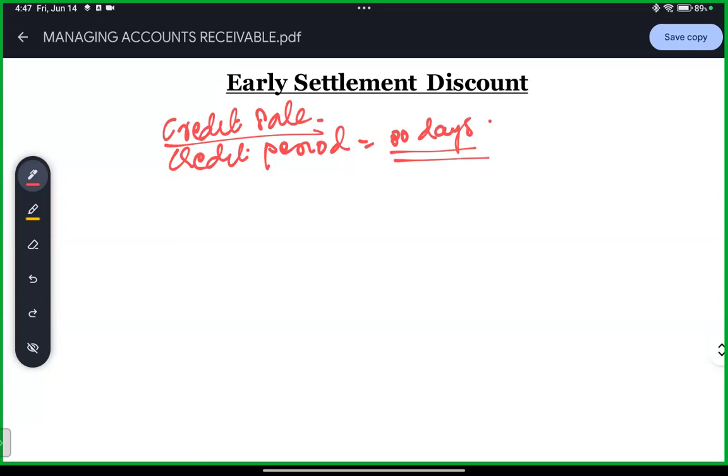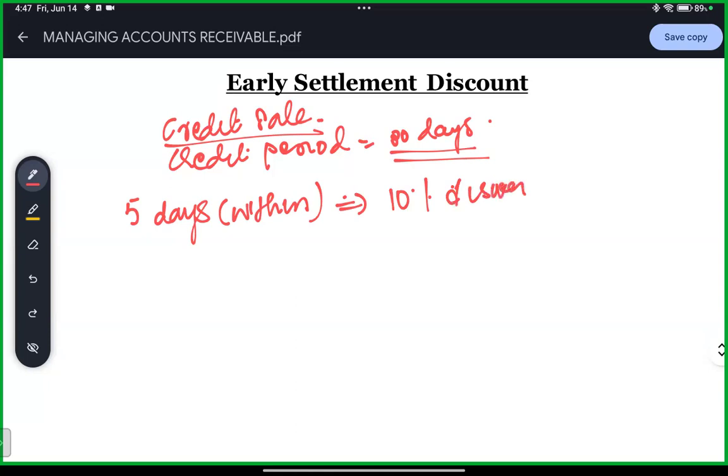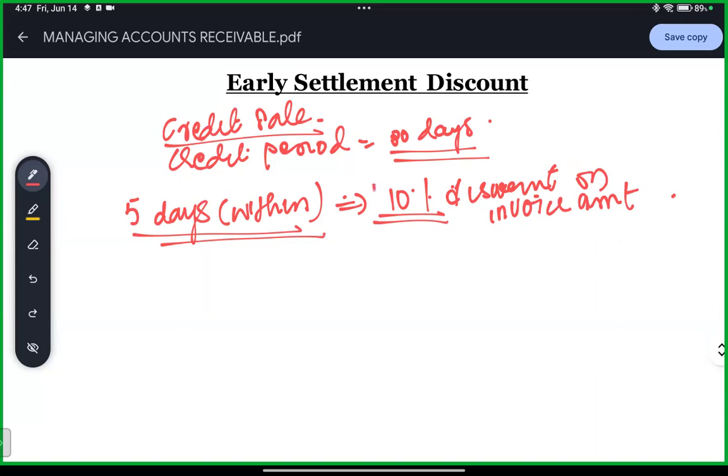In the new year, you're going to tell them, if you pay within 5 days, you will get a 10% discount on the invoice bill. So on the total amount that you're supposed to pay, you will get a 10% discount only if you pay within 5 days. So you don't have to wait for 30 days. Customers who want the 10% discount will immediately pay within 5 days, or they'll try to arrange funds within 5 days so that they can make the payment.